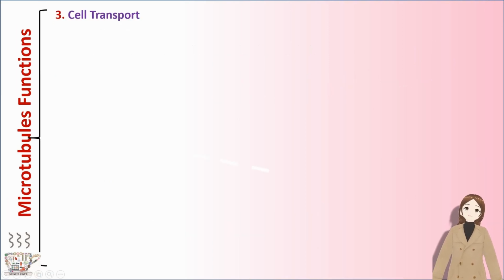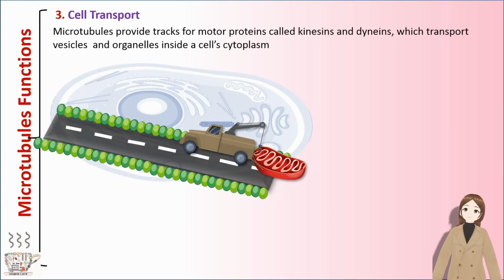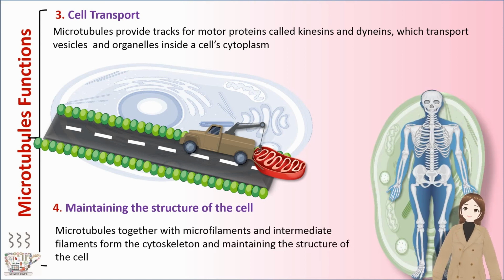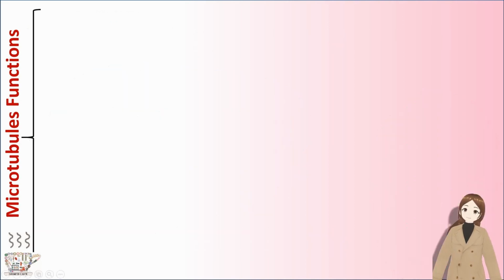3. Cell transport. Microtubules provide tracks for motor proteins called kinesins and dyneins, which transport vesicles and organelles inside a cell cytoplasm. 4. Maintaining the structure of the cell. Microtubules together with microfilaments and intermediate filaments form the cytoskeleton and maintain the structure of the cell.